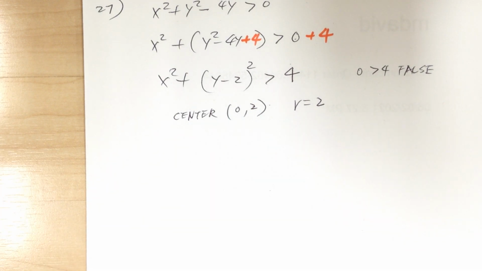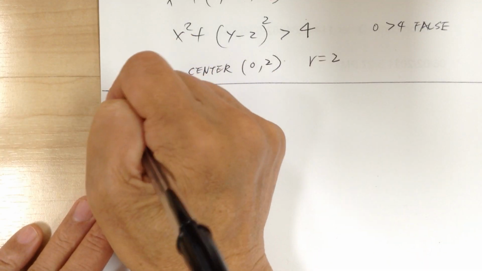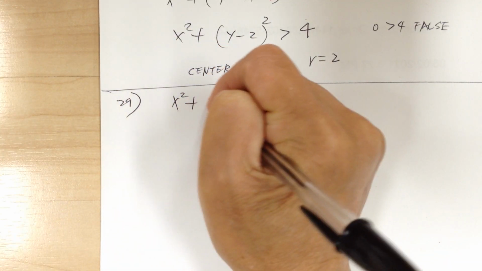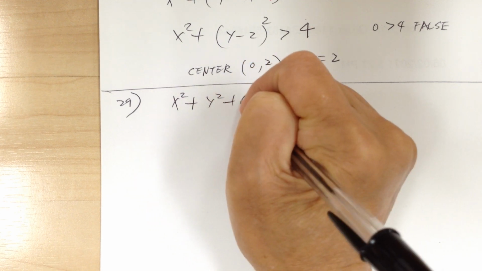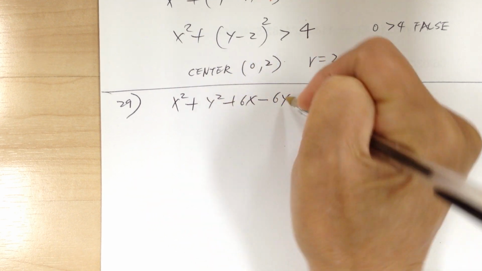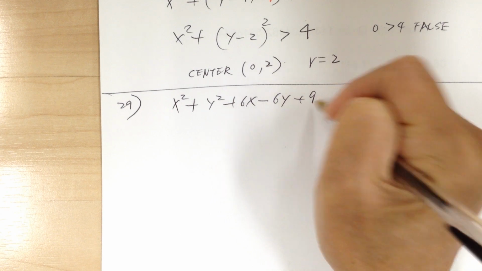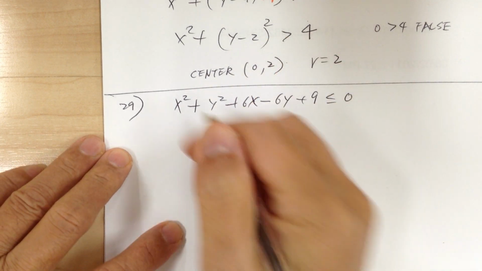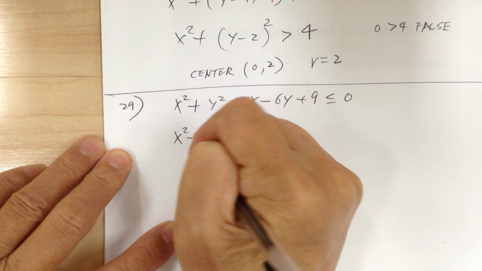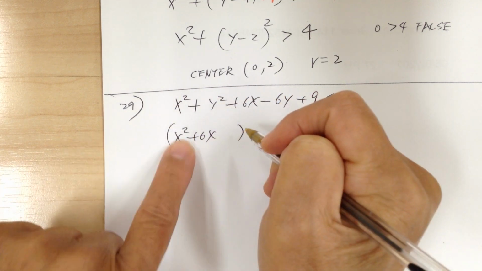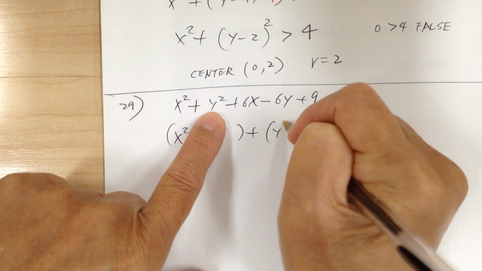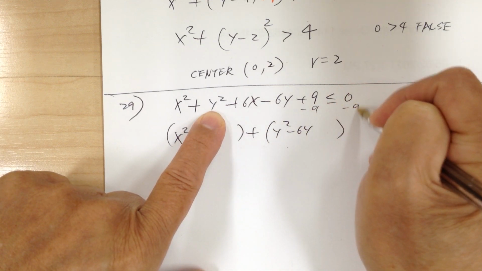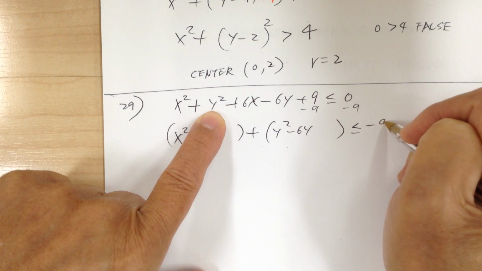Okay, let's go to number 29. You got x squared plus y squared plus 6x minus 6y plus 9 is less than or equal to 0. So you need to group all your variables together. You need to have x squared plus 6x, leave a blank space over here, plus y squared minus 6y, leave a blank space. You have to minus 9 on both sides, so it would be less than or equal to negative 9.